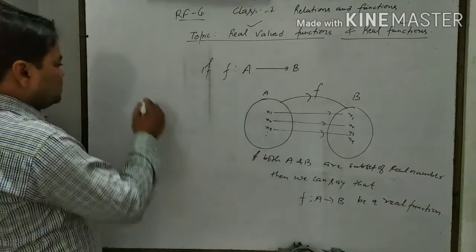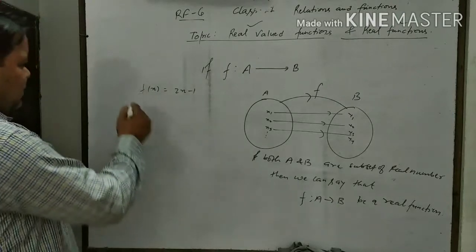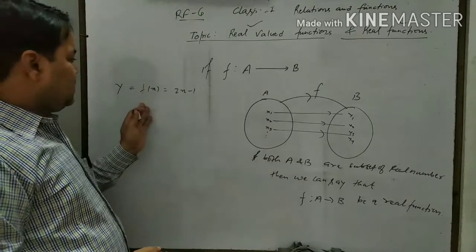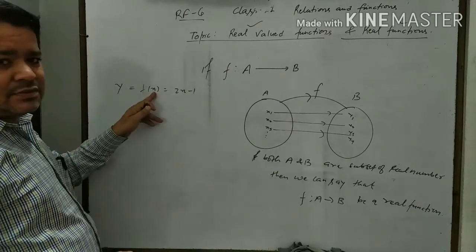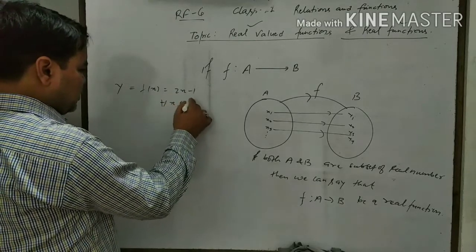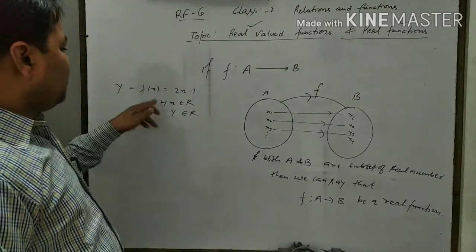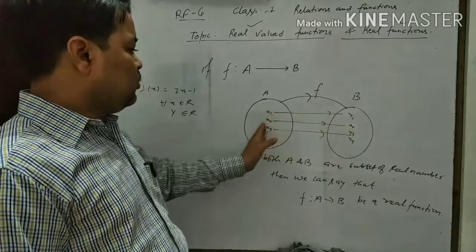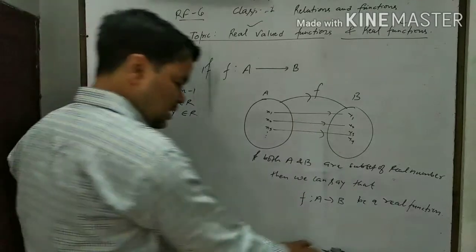Example of a real function. Just like if I have f of x is equal to 2x minus 1, or we can define it as y is equal to f of x. What is y? Image of x, and it is defined as 2x minus 1. So for every x belonging to real numbers, f of x or y belongs to real numbers. Here in this case both domain and codomain, or both sets A and B, will be real numbers. This is a real function.